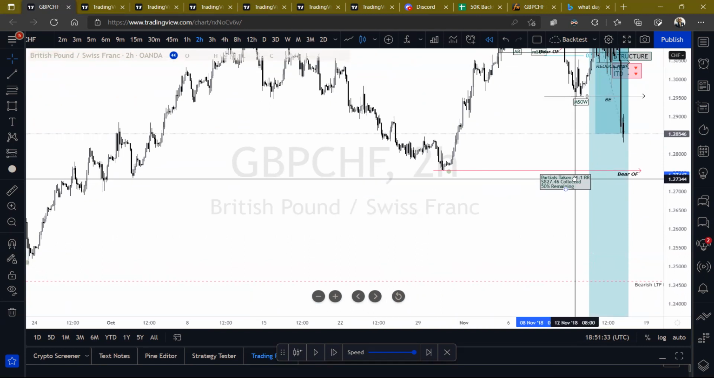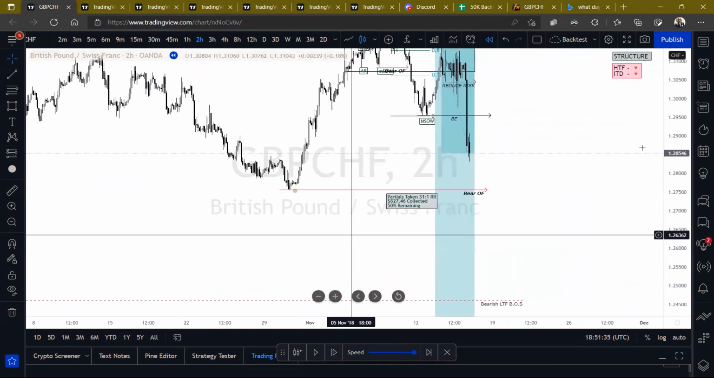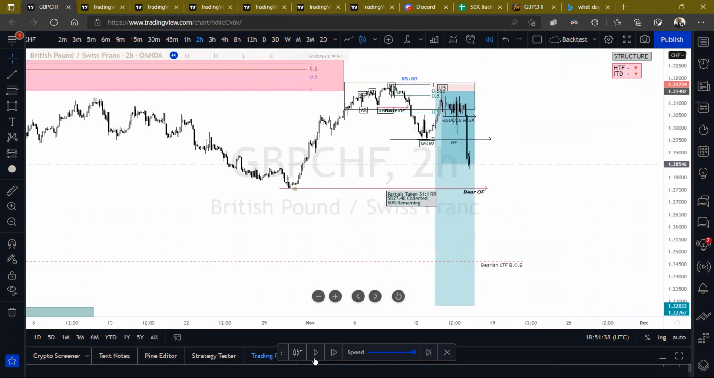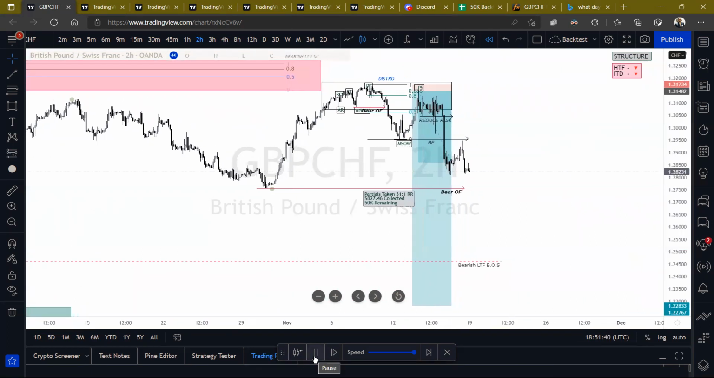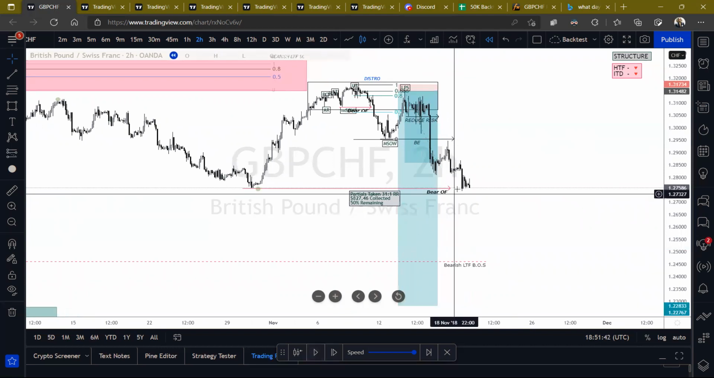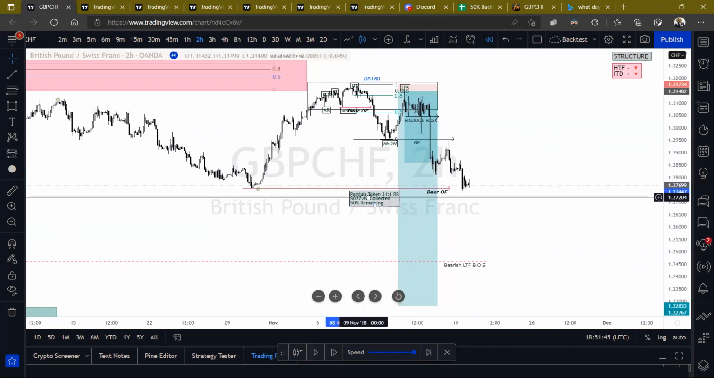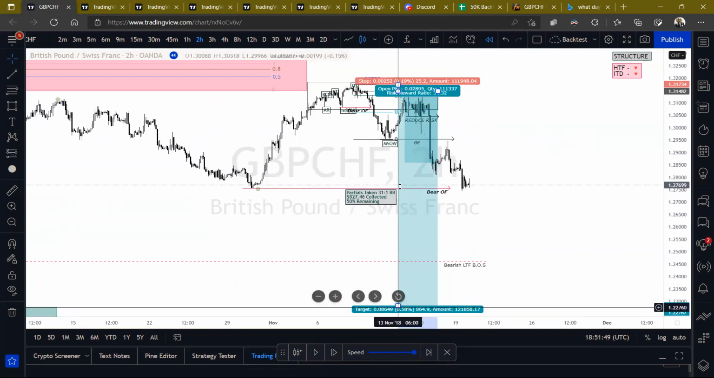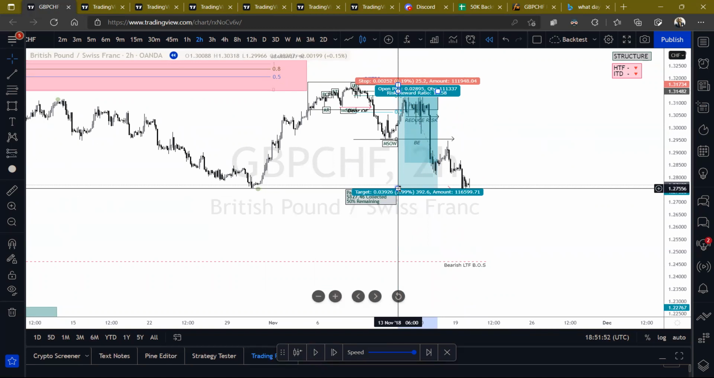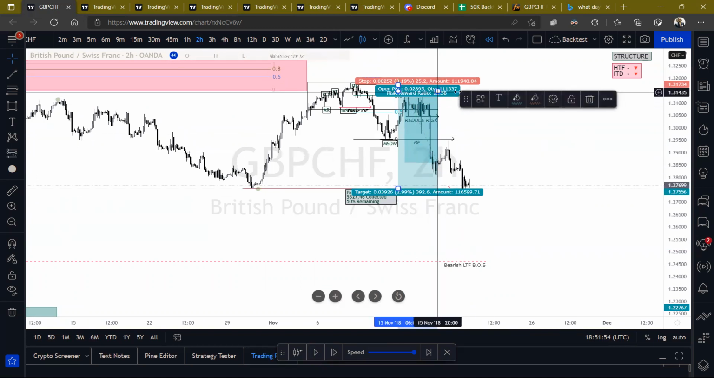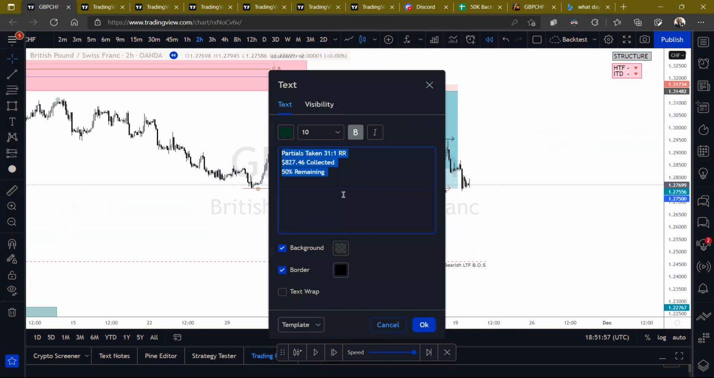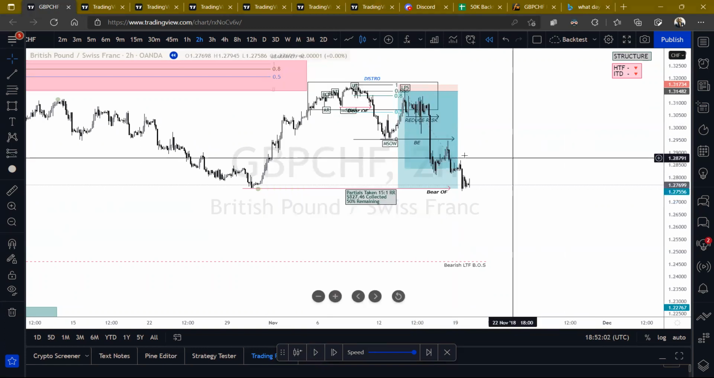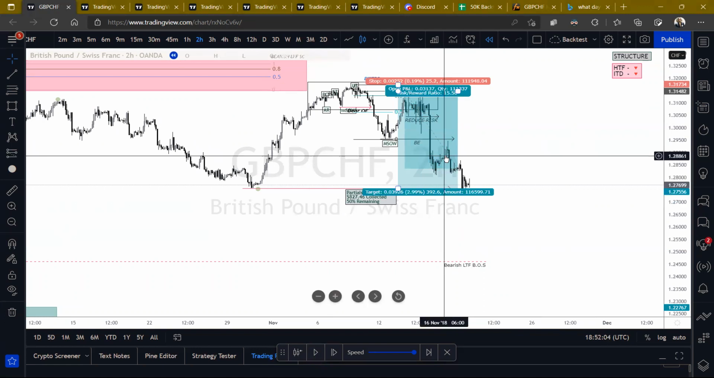Okay. So this time we're doing nothing. We haven't taken anything off yet. Now we have right, so we broke below that. This is our first partial. That's currently at 15 to 1. We have collected 1, 2.